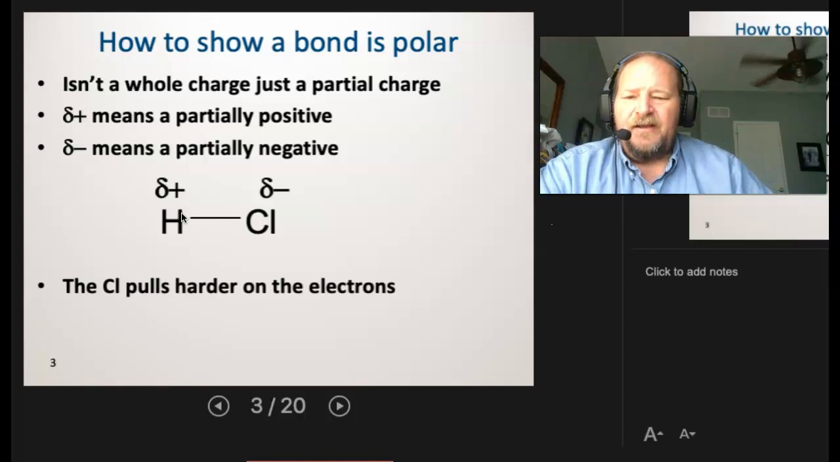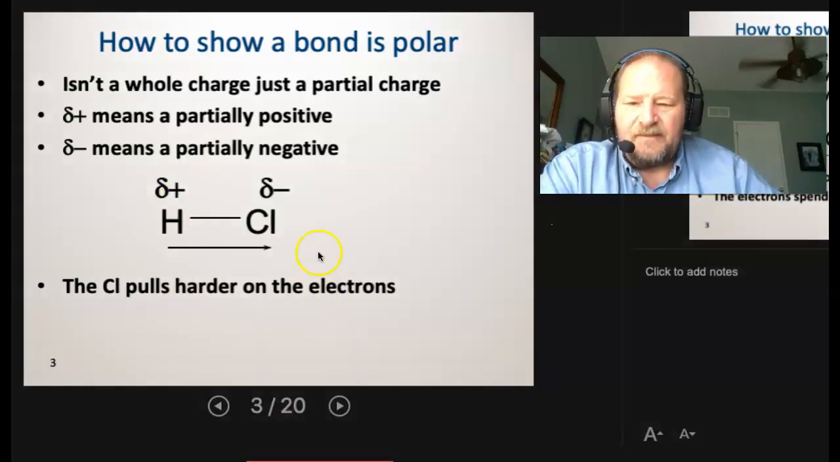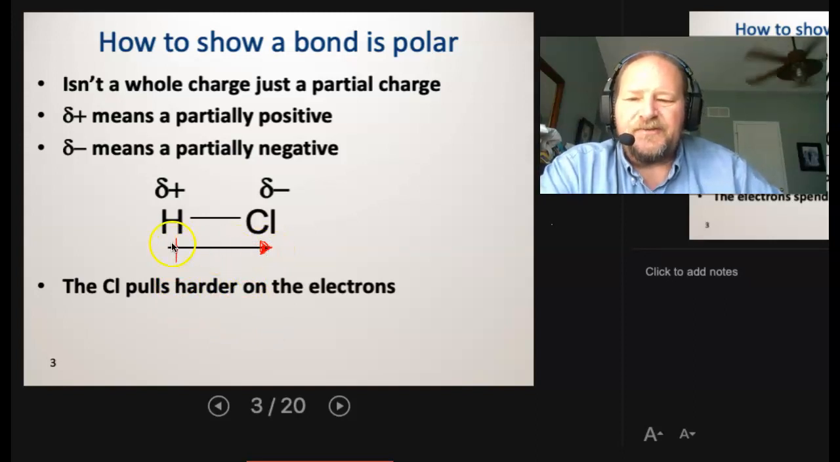There's another way. We know that the chlorine is pulling harder on the electrons, so what we'll do is draw an arrow. I'm going to emphasize that arrow a little bit here. We'll have an arrow that points to the chlorine, and then we'll take a line and point it here. So it's the cathode pointing to the electrode, showing us the charge.